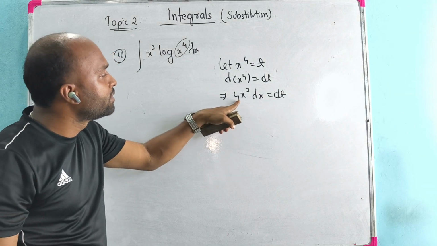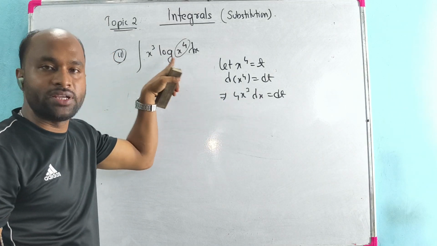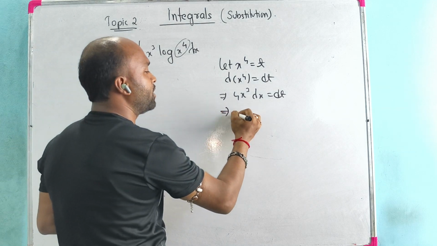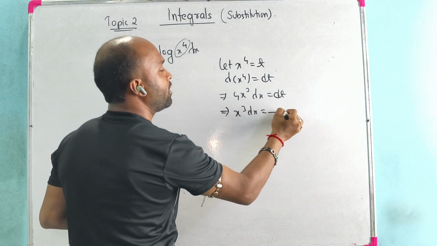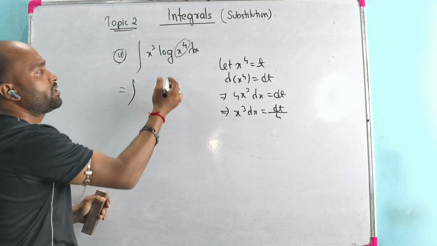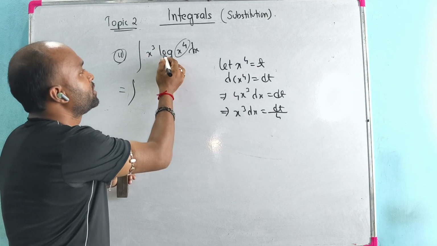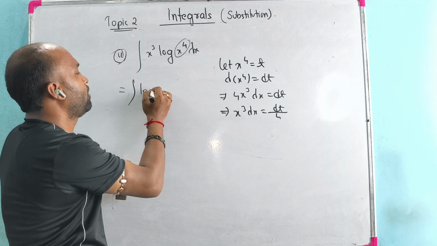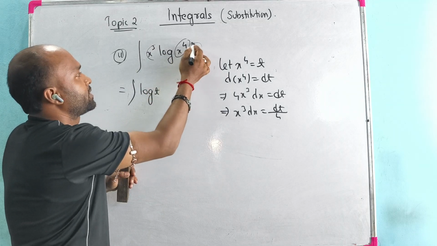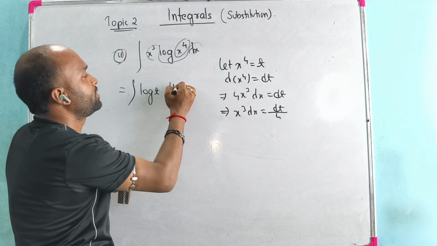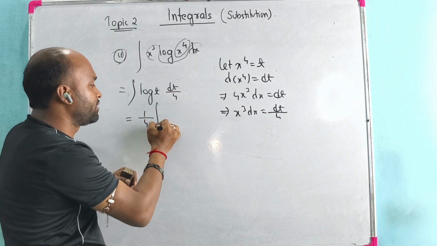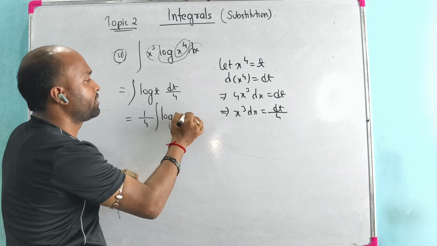Now you check whether this expression is there or not. Everything is there, only 4 is not there. So shift it to that side. If I shift it, x cube dx equals how much? dt by 4. Now put accordingly. So the one you considered, put this one. So log of t, then x cube dx is dt by 4. So 1 by 4 is cancelled out. Then what is left? Integration of log t dt.